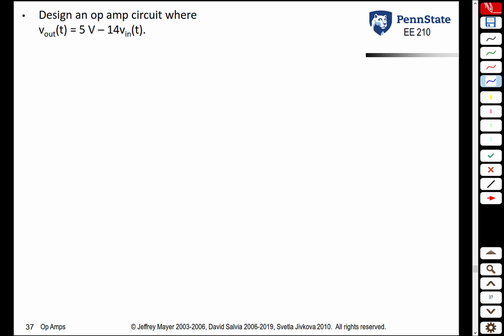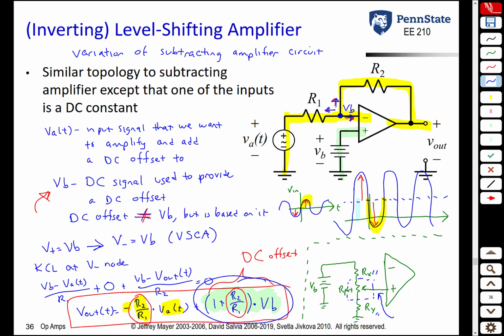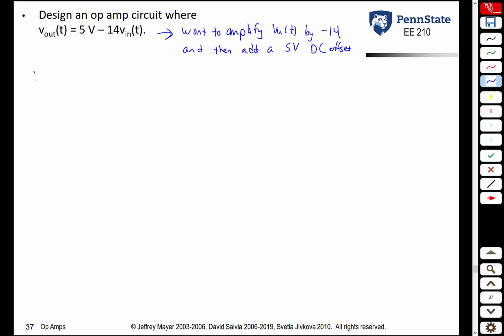Suppose we have an input signal Vin of t that we want to amplify by -14 and then add a 5 volt DC offset. The first thing you need to do is pick R1 and R2 to get the amplification. As we saw on the previous page here, the DC offset is a function of R1 and R2 as well, so we need to pick R1 and R2 before we pick VB. So the first step, pick R1 and R2 to get a gain equal to -14.